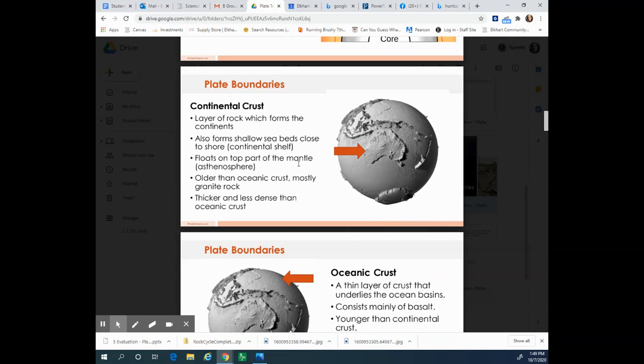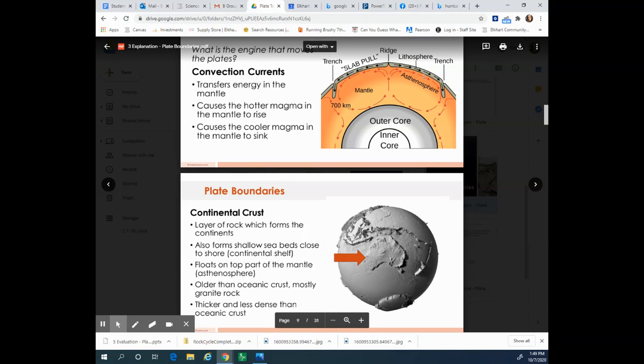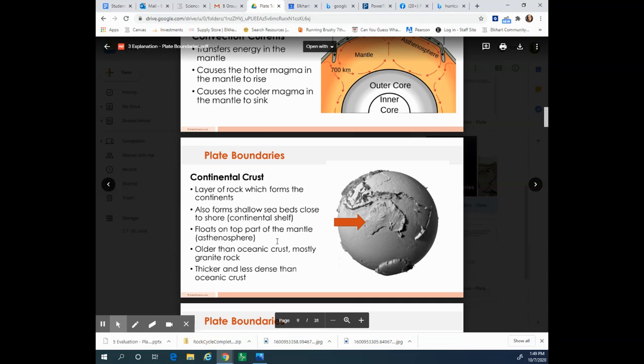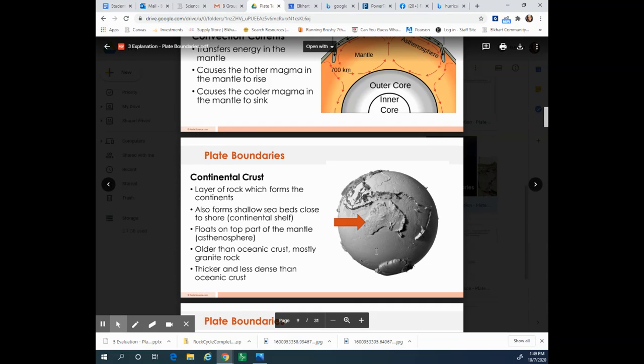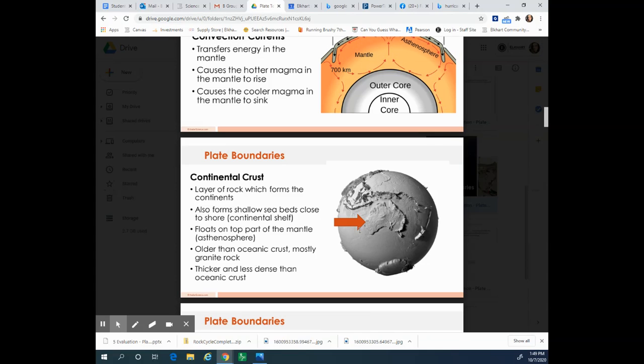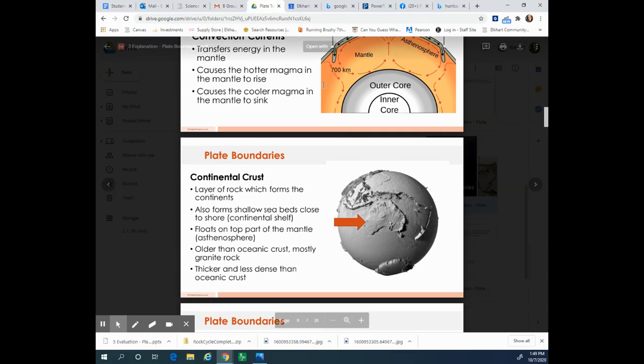It floats on top of the mantle, which is the asthenosphere. As you can see right up here, this is the asthenosphere, and it floats on top of it. Okay, the continental crust is older than the oceanic crust, and it's mostly made out of granite rock. It is thicker, but it is also less dense than the oceanic crust because it has to float on top of the mantle.